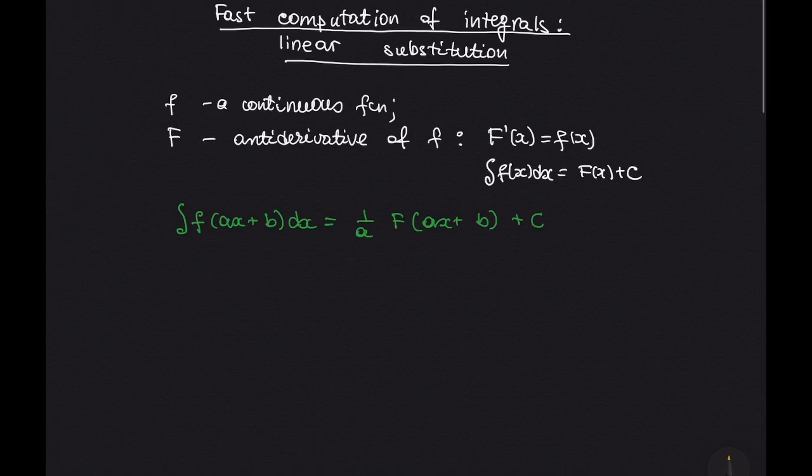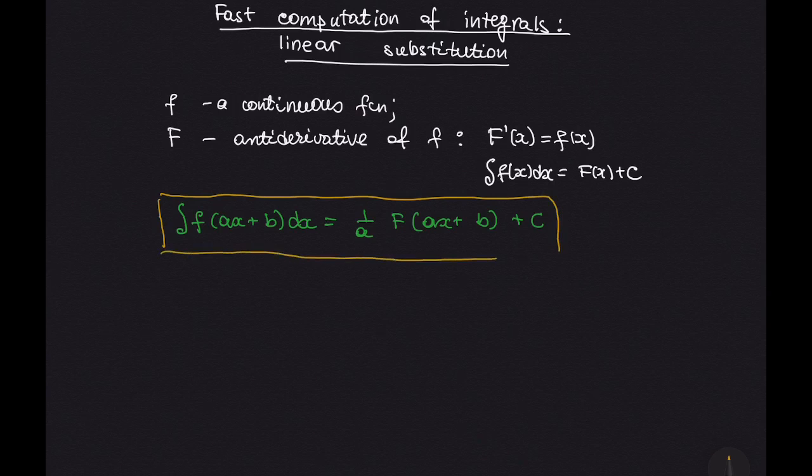So the shortcut is based on the following formula, which I'm putting in a box right now. So the meaning of this formula is the following. If capital F is an antiderivative of the small f, then we can compute this integral of f evaluated at ax plus b as 1 over a capital F of ax plus b plus a constant.